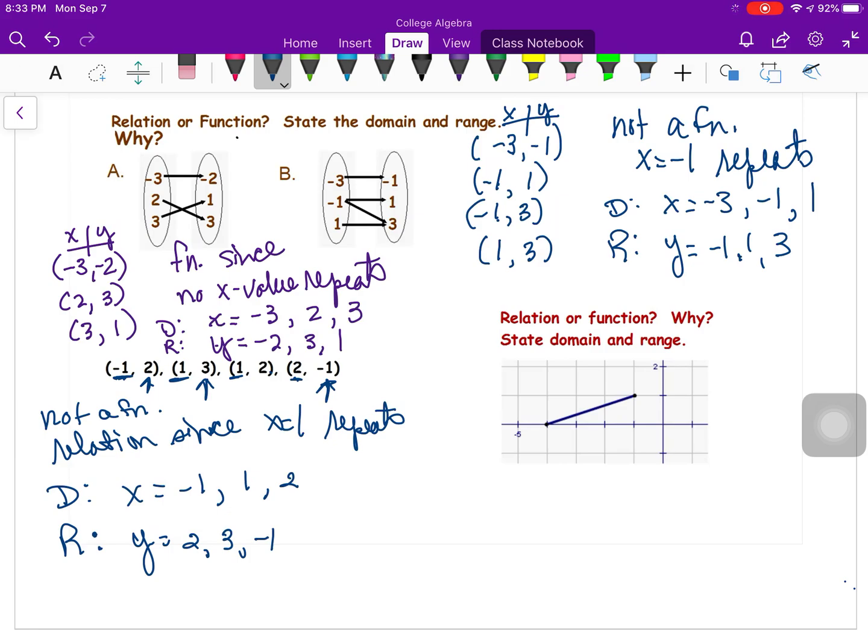Next, we have a graphical representation. Is this a relation or a function? I would say a function since it passes the vertical line test.